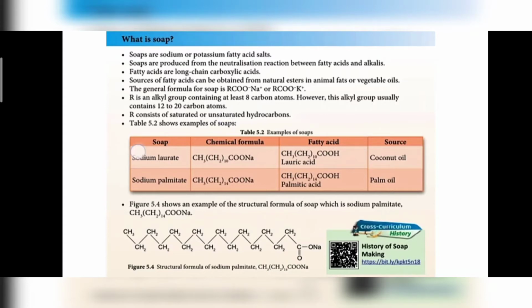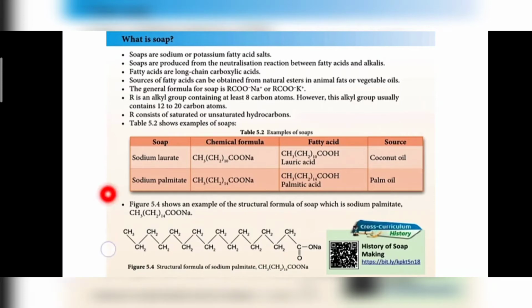Okay, for example, this soap is sodium laurate. The chemical formula is CH3(CH2)10COONa. So Na here is sodium, so maksudnya kita guna sodium. The fatty acid we use is lauric acid. The source of this one is from coconut oil. Second example, the soap is sodium palmitate. The chemical formula is CH3(CH2)14COONa, still sodium is used. The fatty acid used is palmitic acid. The source is from palm oil.